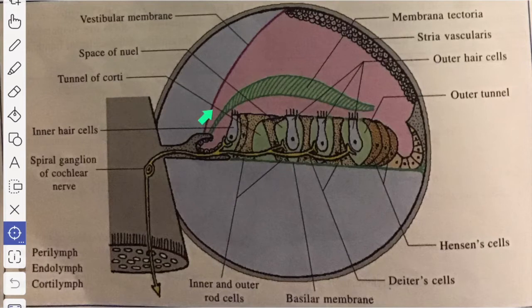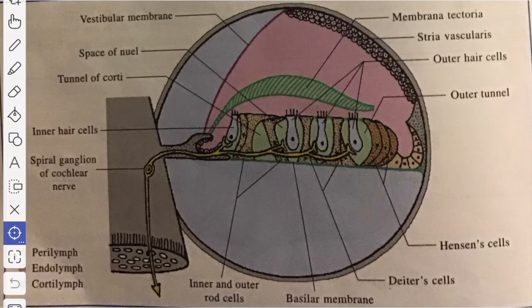Next we'll see about the spiral organ of Corti. It consists of inner and outer rod cells or pillar cells. Then you have inner and outer hair cells, and then you have the supporting Deiters cells, and then you have the Hensen cells, and then the membrana tectoria.